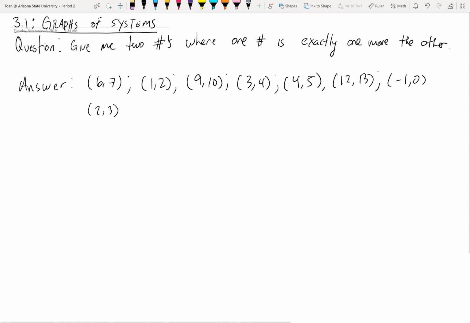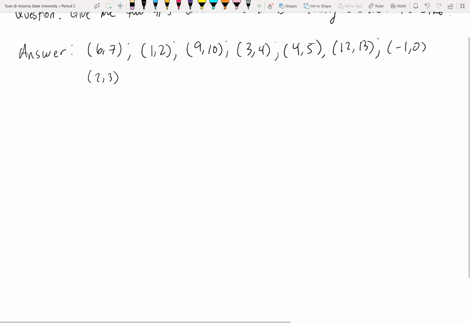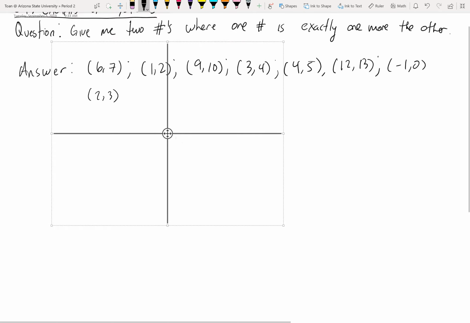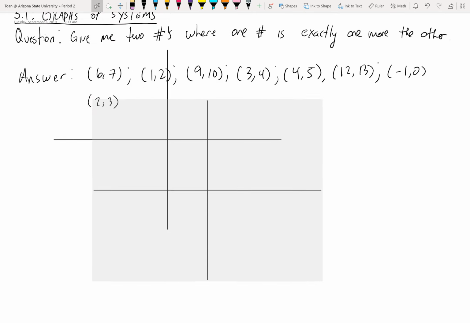So I'm not going to draw a giant tick mark, so sorry for those of you guys who gave me 9 and 10 and 12 and 13. I'm going to basically ignore those. Those are pretty big numbers. I'm going to stick with the smaller numbers. So let's just go ahead and see what this would look like on a coordinate plane.